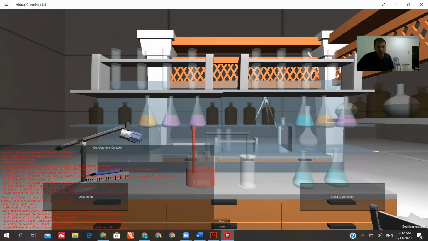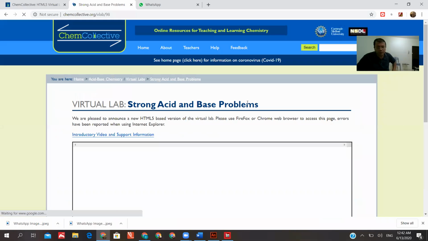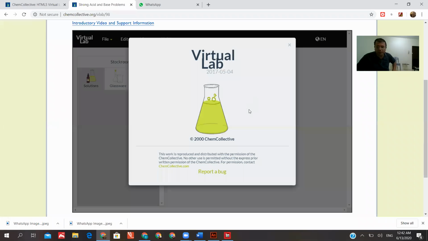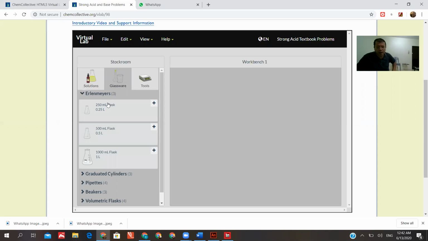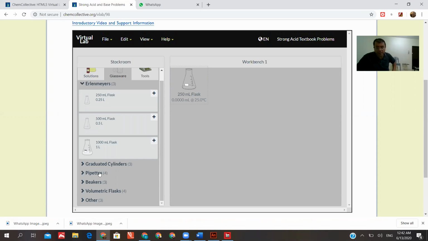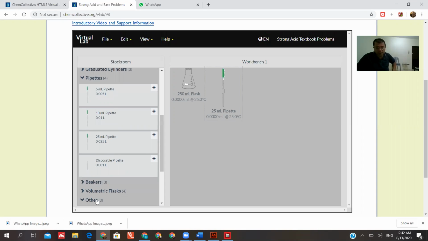Some virtual labs are like this. We're going to do a step-by-step experiment. For example, I'm going to do a titration between an acid and a base. Here it is. Here is the experiment which we're going to do. It's a virtual lab. What do you need exactly to do this titration? I need a conical flask. I need a pipette. This one will be a 25 ml pipette, the normal one. I need a burette.